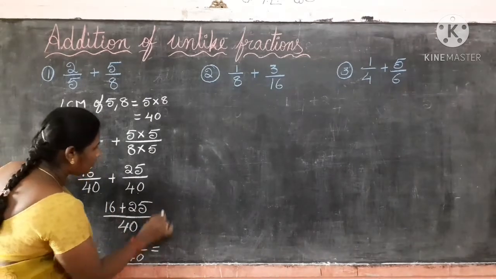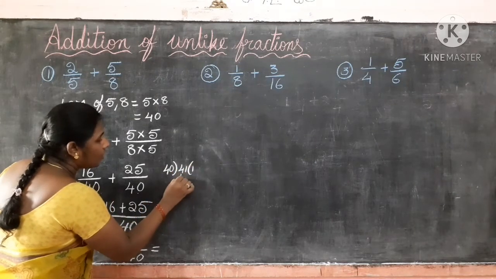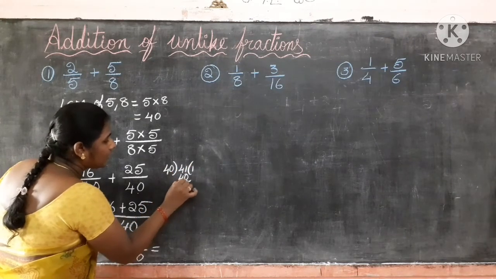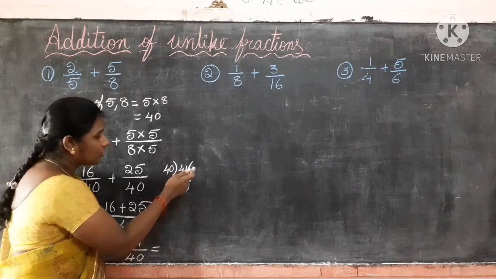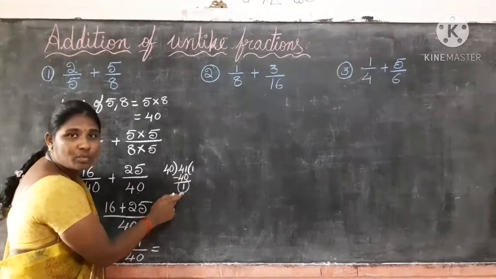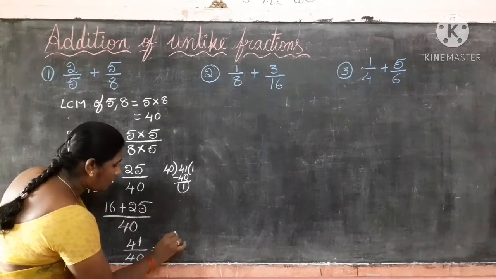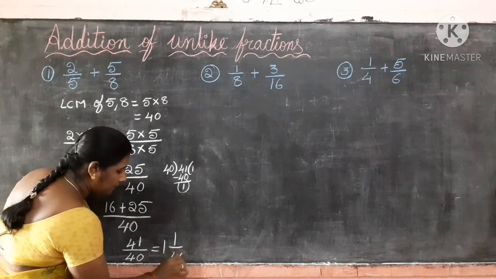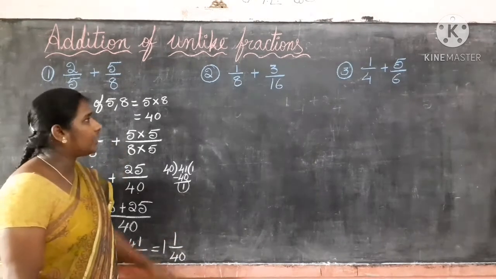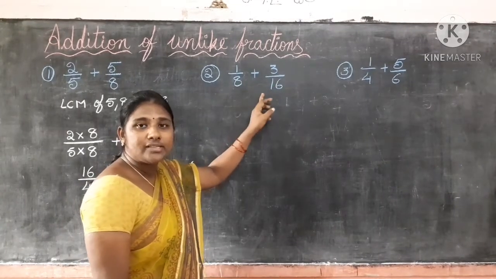So do division here. 40 into 41. 40 1s are 40, so 1 will be the remainder here. This quotient 1 is called the whole number. This remainder 1 is called the numerator, and this is the denominator. So 1 by 40. Okay, next one. 1 by 8 plus 3 by 16. Here also the denominators are different.